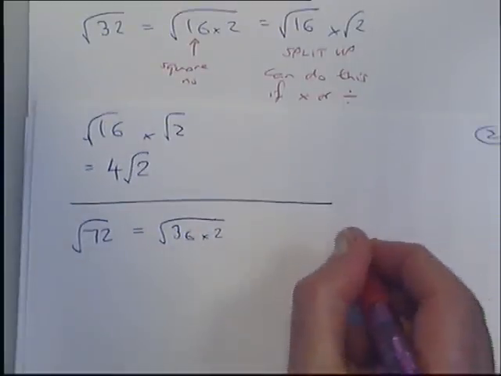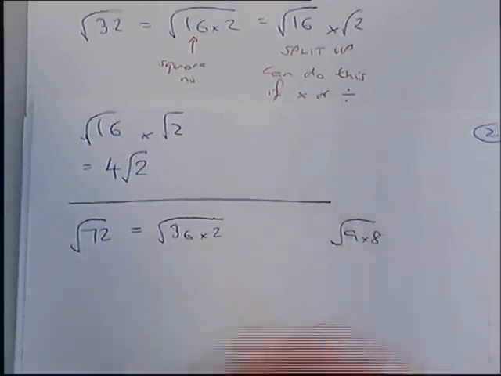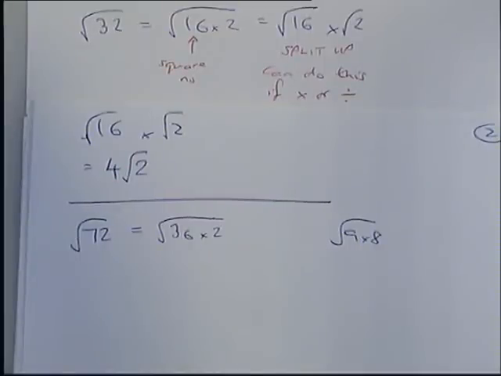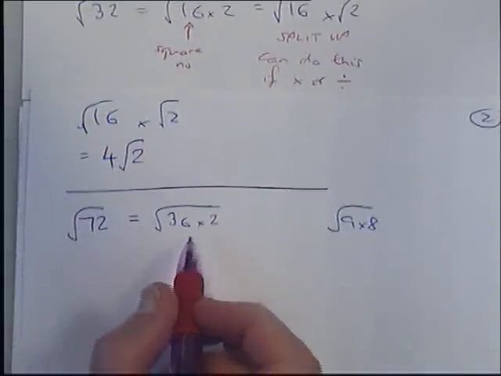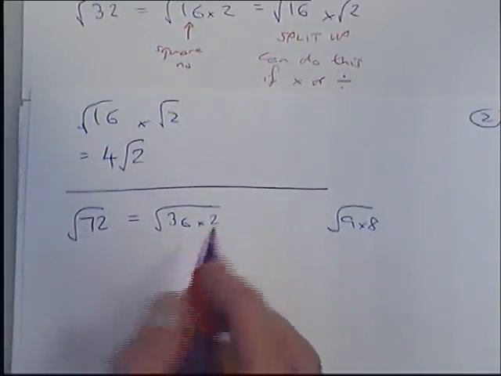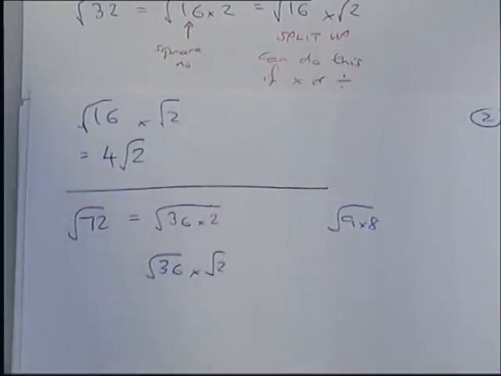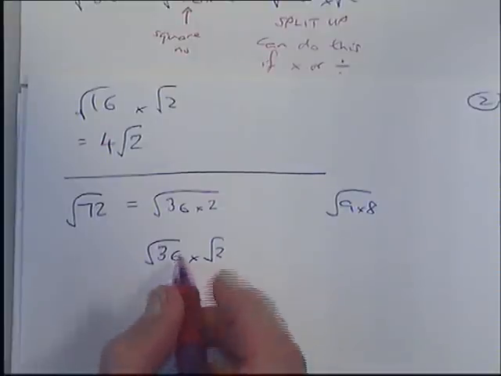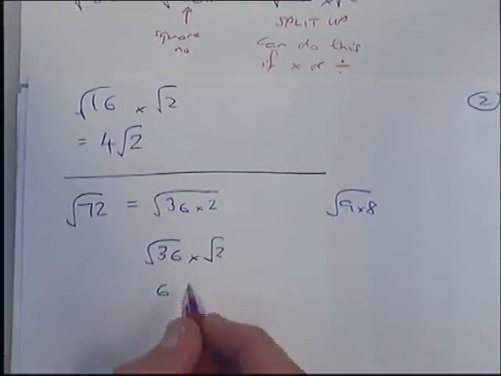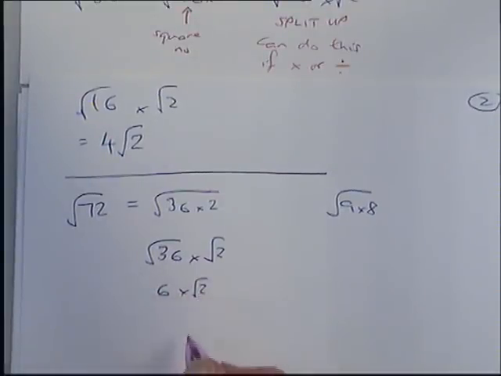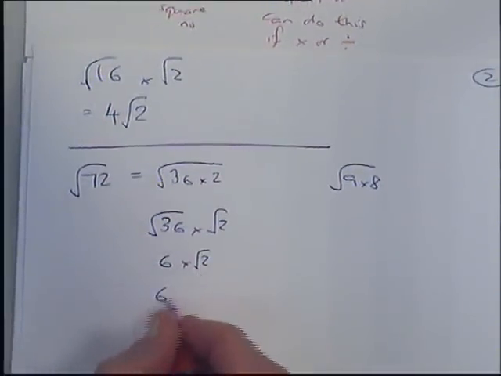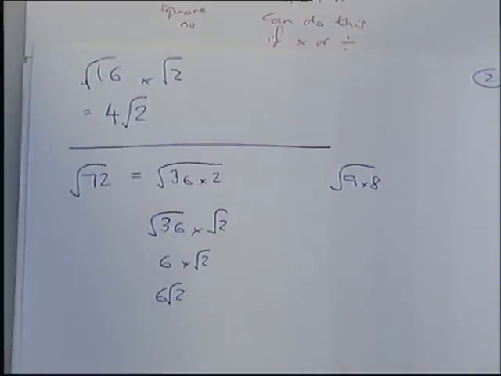9 times 8. Okay, we'll make a note of that one over there, and we'll just see what happens in a minute if we use this one. So over here, if you're square rooting two numbers multiplied together, you can square root each one individually and times together. Square root of 36 is 6. 6 times by root 2. We don't bother writing the times sign in. It's 6 root 2.